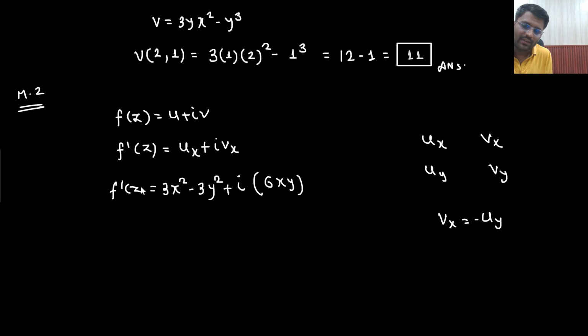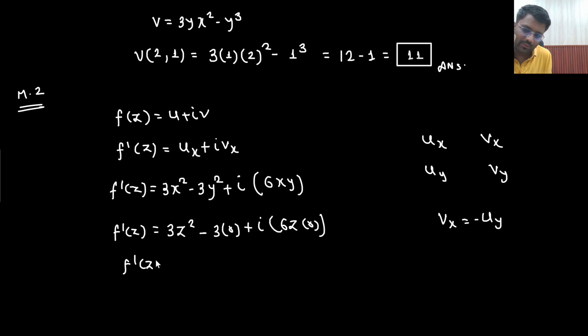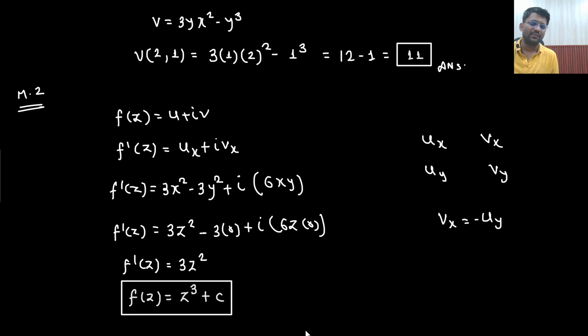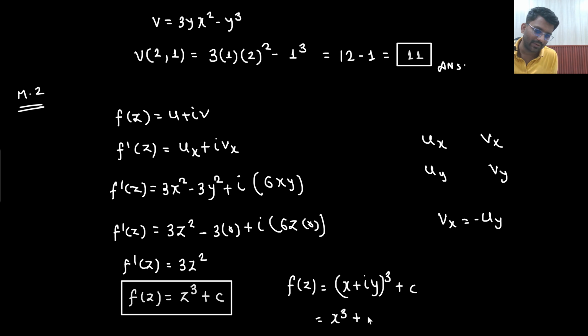Now f dash of z. Now I know that x will be replaced by z and y by 0, so 3 into z square plus iota into 0. This will also be 6 into z into 0 only. So what answer are you getting? Sir, f dash z is coming out to be 3z square. So what is the value of f of z? That would be z cube plus c. So you have got f of z as z cube plus c. Now what you will have to do? In place of z, you need to put x plus iota y, the whole cube, plus c.